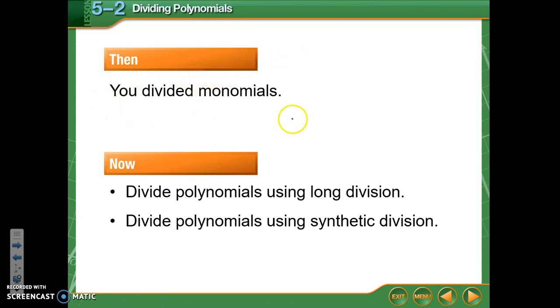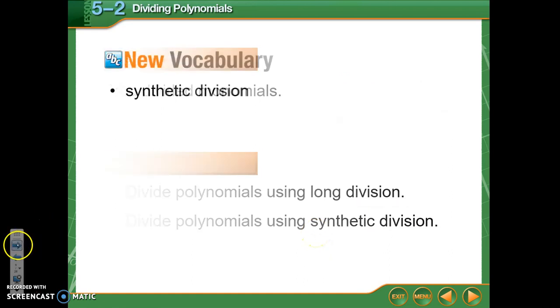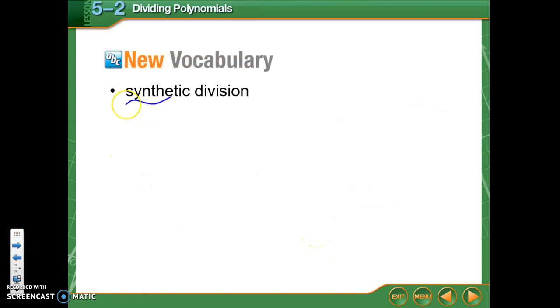So in section 1 we used exponent rules and we divided monomials. So we did things like 3x squared y to the fifth divided by xy, and we knew that that became 3x y to the fourth. Well, today we're going to extend that a little bit to talk about polynomials, and we're going to talk about long division, and we're going to talk about something called synthetic division. When we get to synthetic division, I'll give you a better definition of what that is.